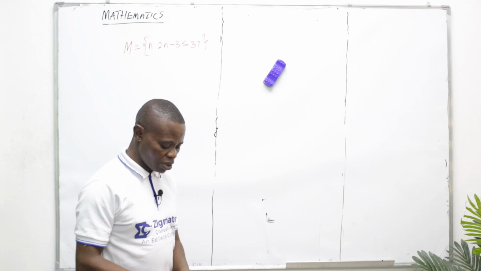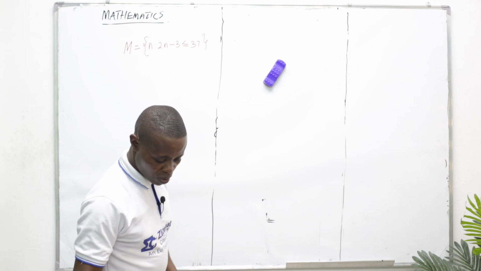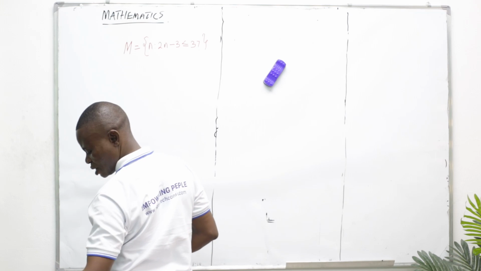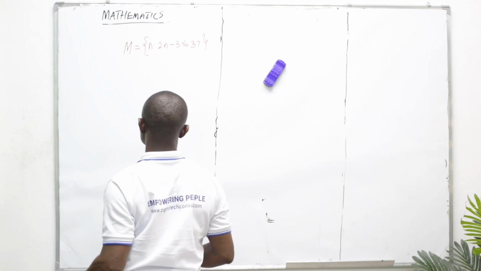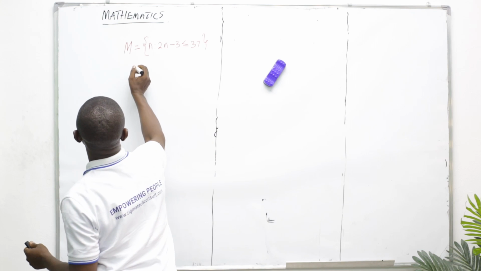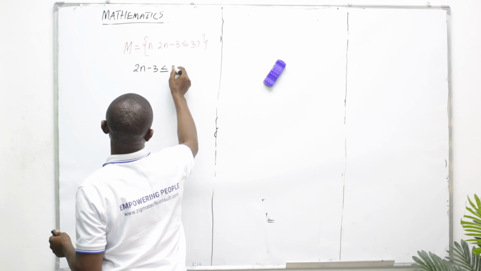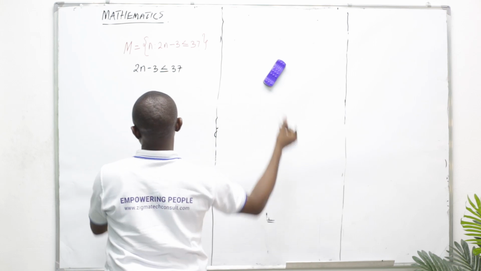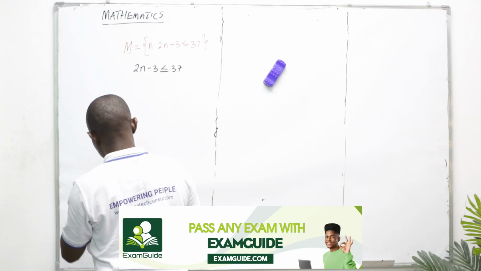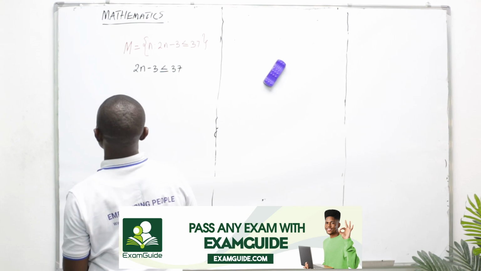If we're having an inequality, it should quickly come to your mind that the rule guiding an inequality must be applied. What is the rule? This is 2n minus 3 less than or equals 37, a linear inequality, not a fractional one. The rule: all variables on the left hand side, all constants or numbers on the right hand side.